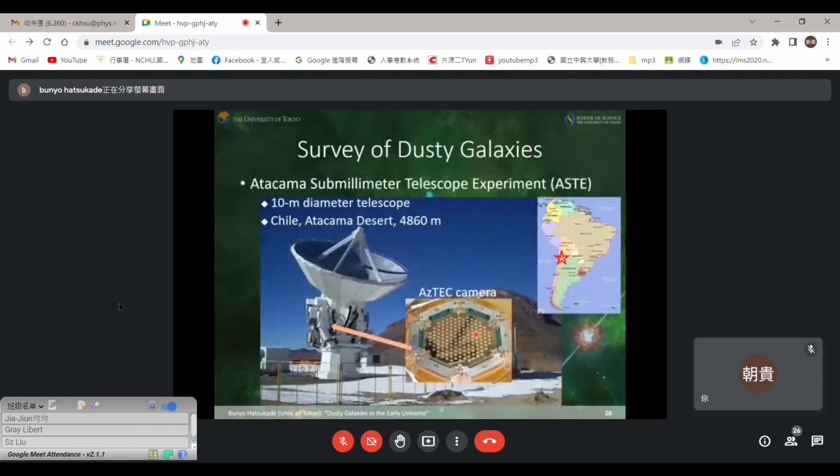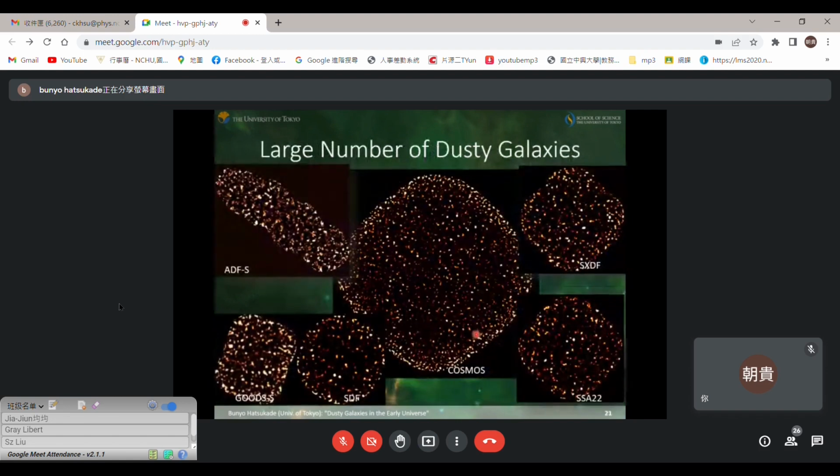So by using the radio telescopes, the submillimeter telescope, we have conducted surveys of dusty galaxies. This is the Atacama Submillimeter Telescope Experiment, ASTE, which is also located in the Atacama Desert in Chile. We installed the ASTE bolometer camera inside this telescope and conducted deep and wide-field surveys in different regions of the sky. And these are the images taken by our surveys.